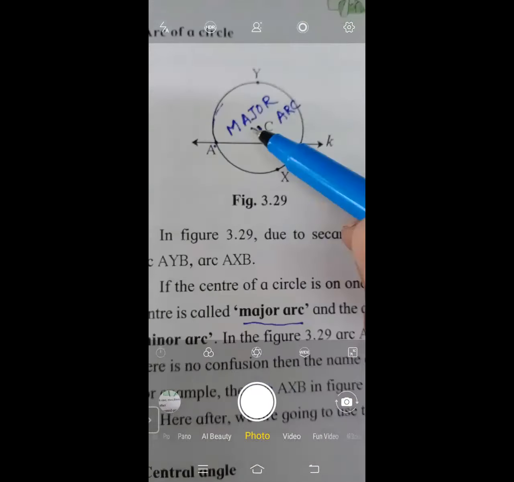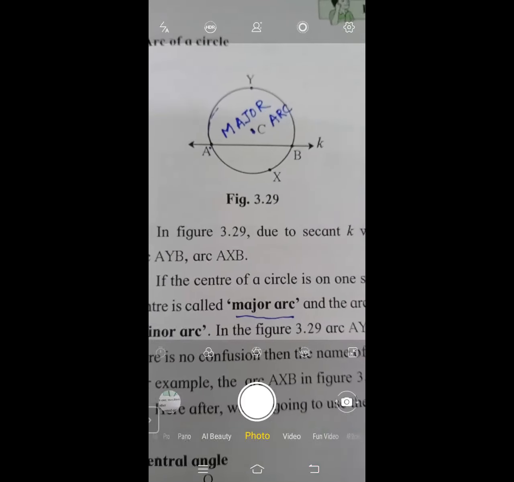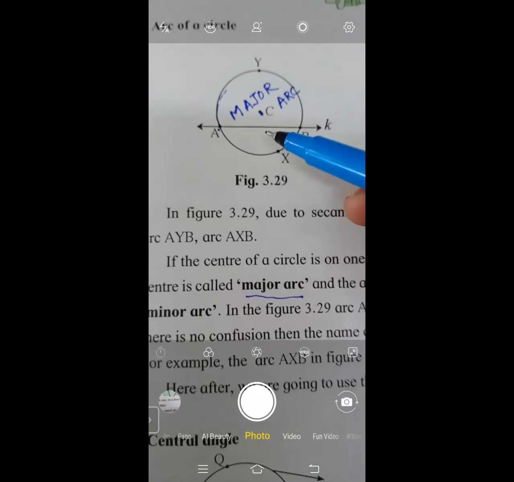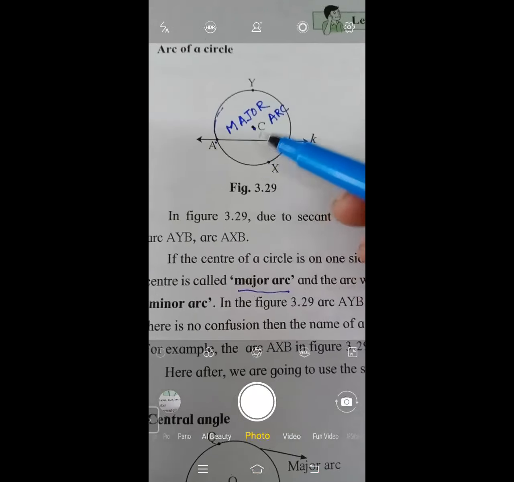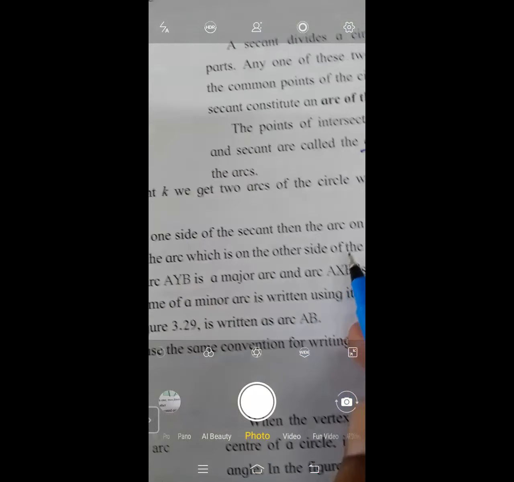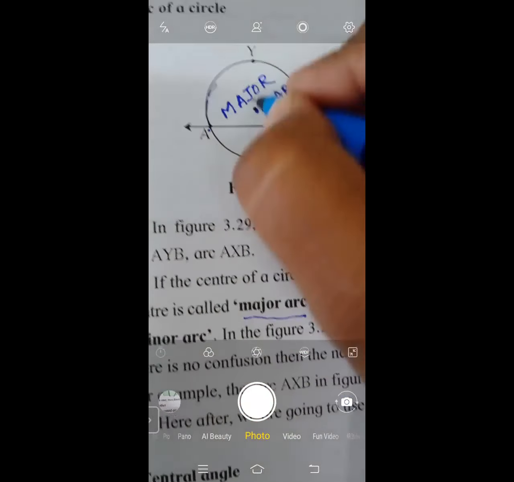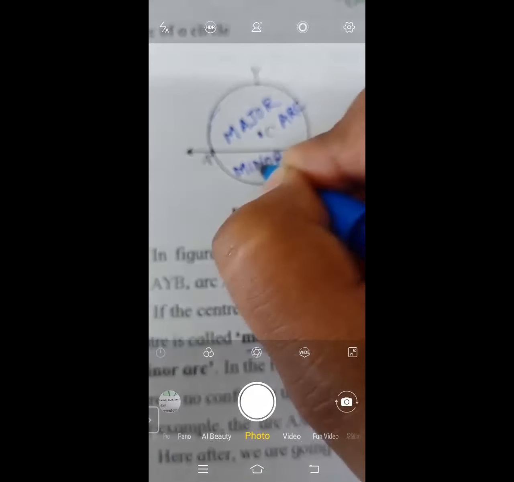Please go through the spelling of major arc. Many people write it wrong. Which arc will we call the major arc? The arc which contains the center of the circle is called the major arc. And the arc which is on the other side of the center is called the minor arc. So if this becomes the major arc, the corresponding arc becomes the minor arc.